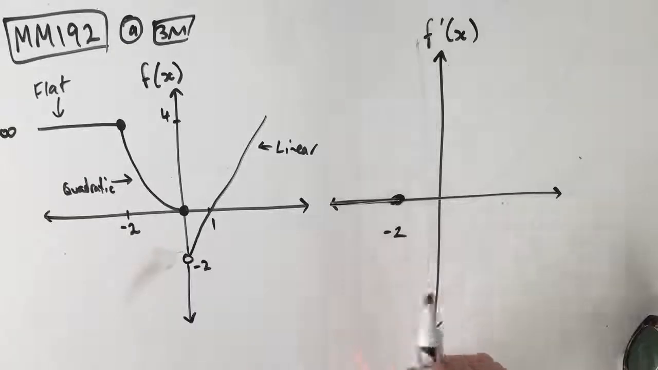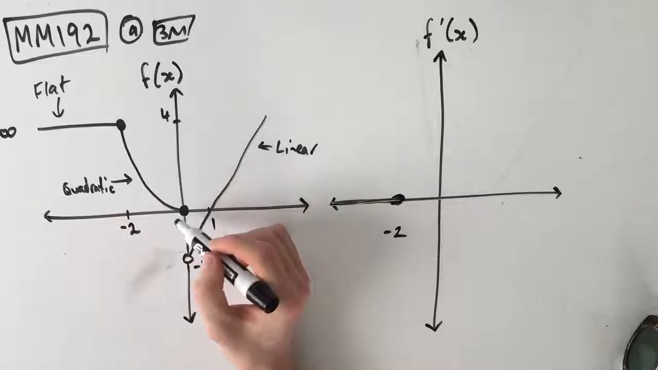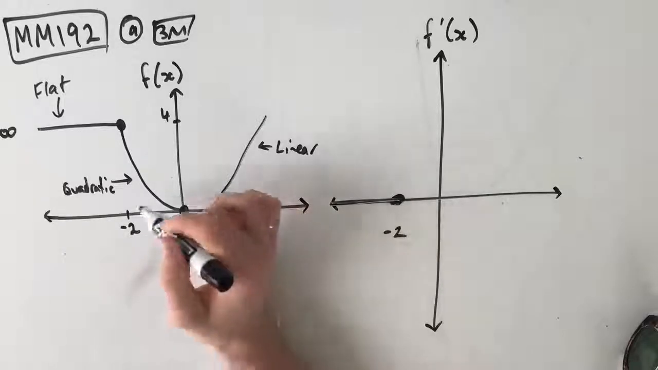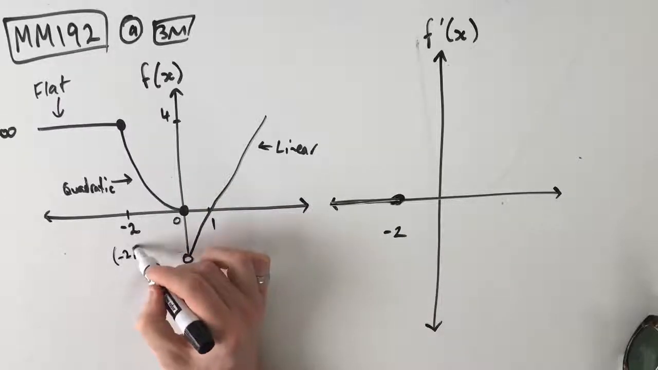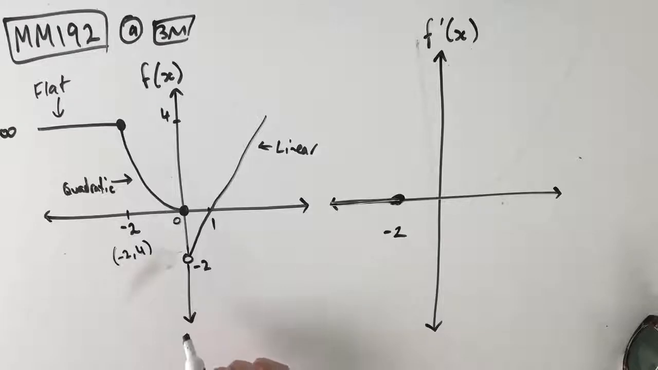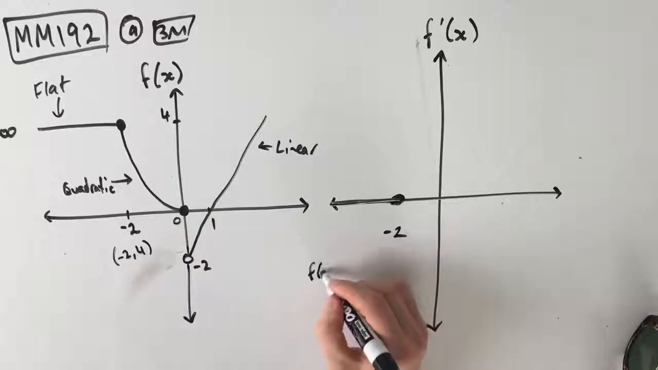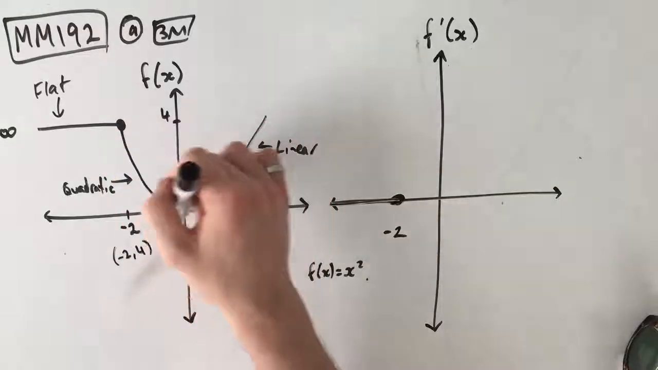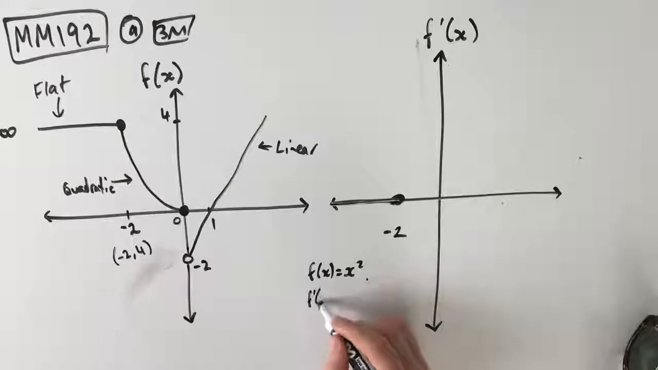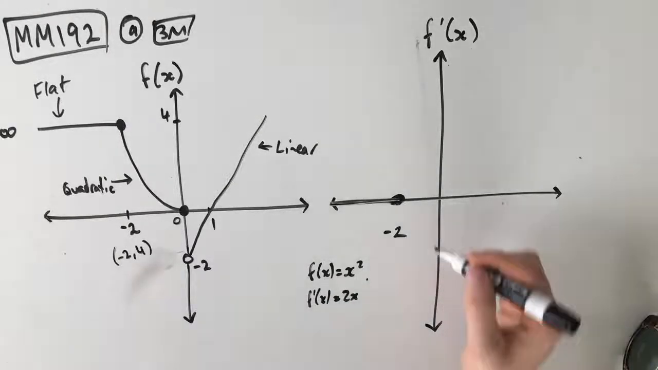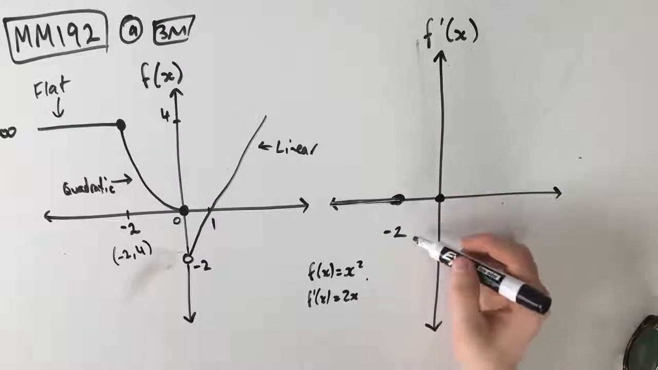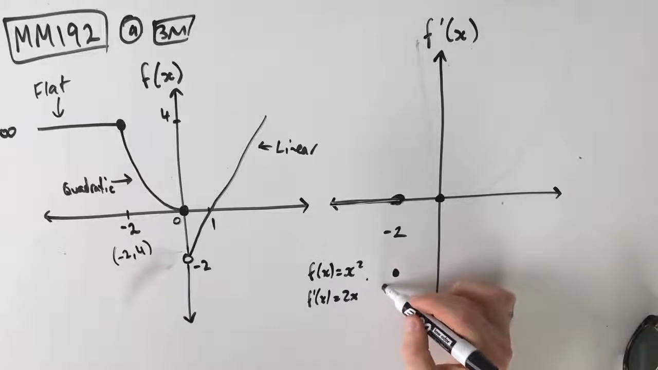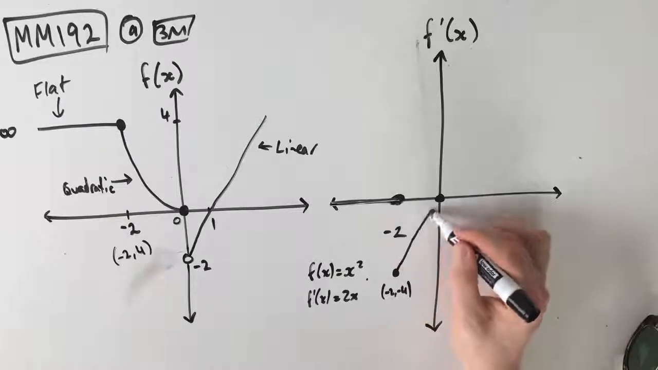Cool. From here, we know that this line from negative 2 to 0 is a quadratic, and it looks like it's going to be something like x squared. We can tell that the point negative 2, 4 works with the equation f of x equals x squared, because if we put negative 2 in for x, we get negative 2 squared, which is 4. So we know that this graph is x squared. What's the derivative of x squared? 2x. So our line goes through 0, and it's going to go down to negative 2, negative 4, and come up through here.